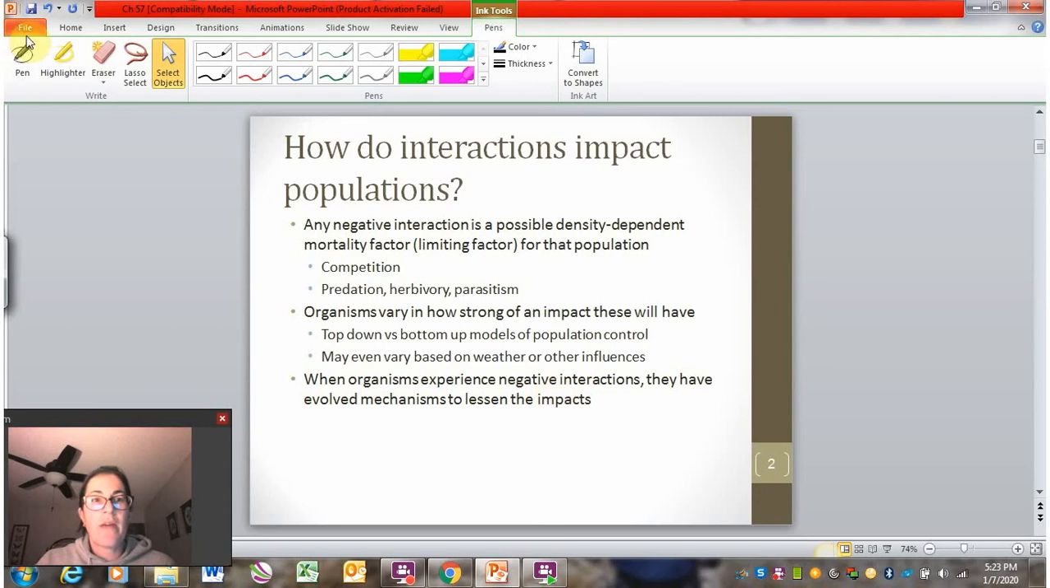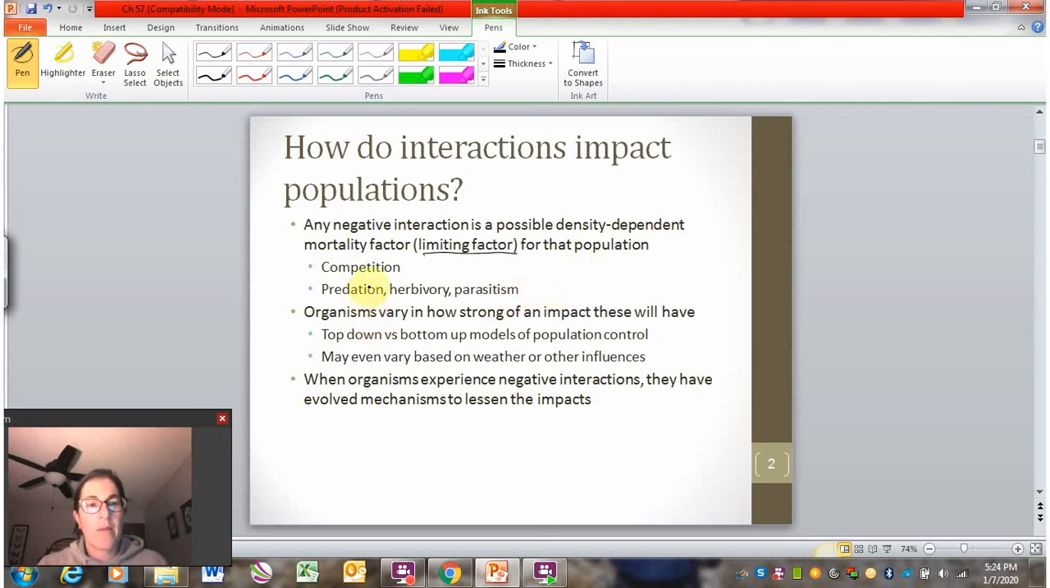So when we think about how species interactions impact populations, it's important to realize that negative interactions can be acting as possible density-dependent mortality factors. And the word that's also used for that is a limiting factor for that population. So that's keeping the population from growing bigger. So competition, predation, herbivory, and parasitism are all playing this role for populations.